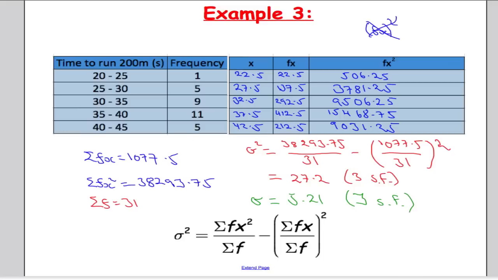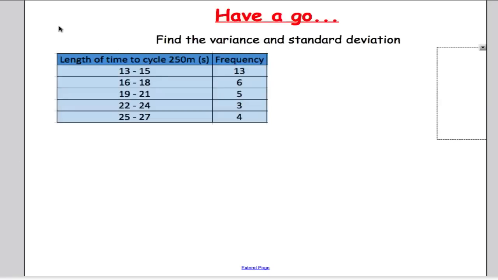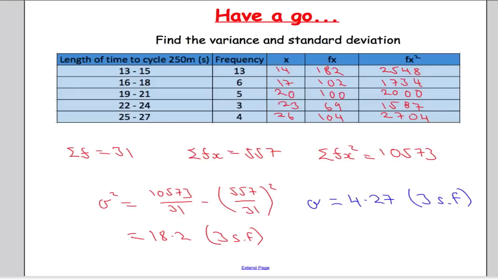Okay, time for you to have a go. So pause the video now and attempt to find the variance and standard deviation for this frequency table. Okay, hopefully you've tried that. I'm going to bring up the solution now. So I got a sum of f to be 31, sum of fx is 557, sum of fx squared is 10573. I plugged them into the formula. I got 18.2 to 3 significant figures for my variance, and for my standard deviation I got 4.27, again to 3 significant figures.